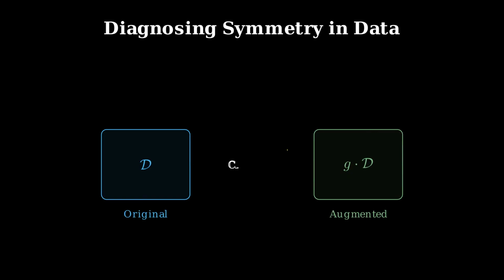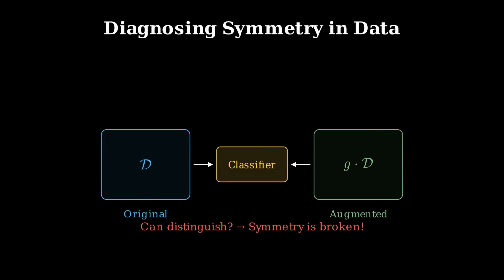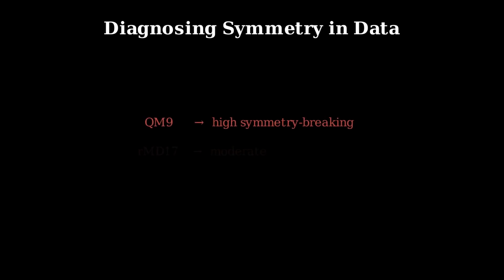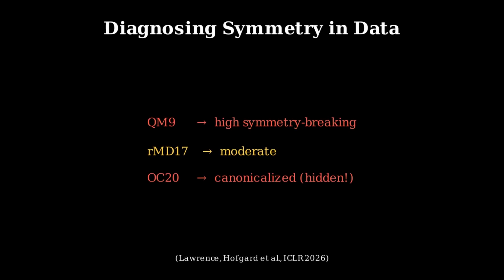Before encoding symmetries, we should check: is the data distribution actually symmetric? Lawrence, Hofgaard, and colleagues proposed a simple diagnostic at ICLR 2026. Take your dataset. Augment it with a random symmetry transformation. Then train a classifier to tell original from augmented. If it succeeds, your distribution breaks that symmetry. They tested standard benchmarks. QM9 shows high symmetry breaking. OC20 was even canonicalized, hiding the problem. The theoretical implication: when the distribution breaks symmetry, forcing invariance can hurt performance.